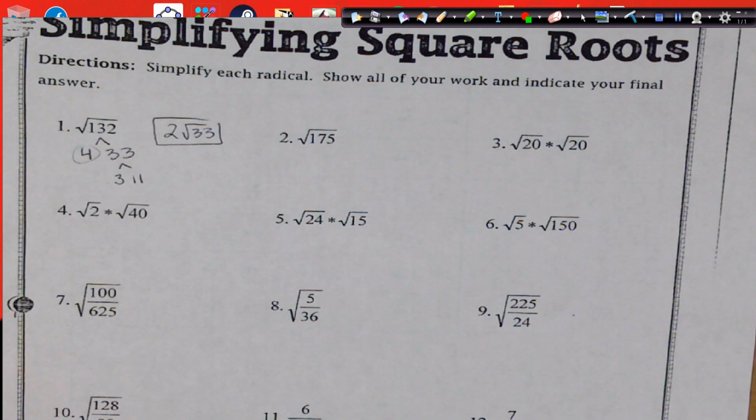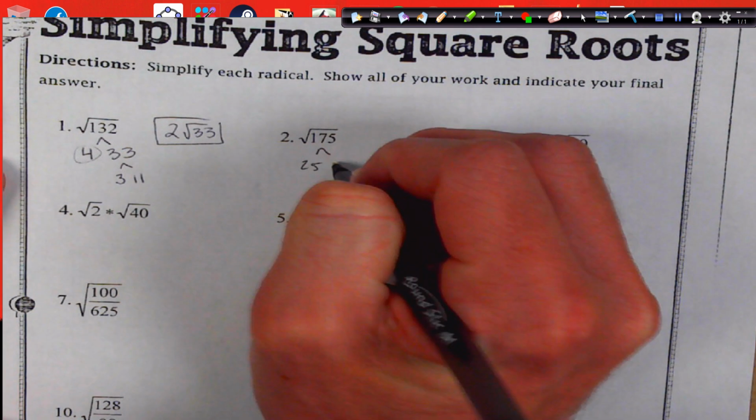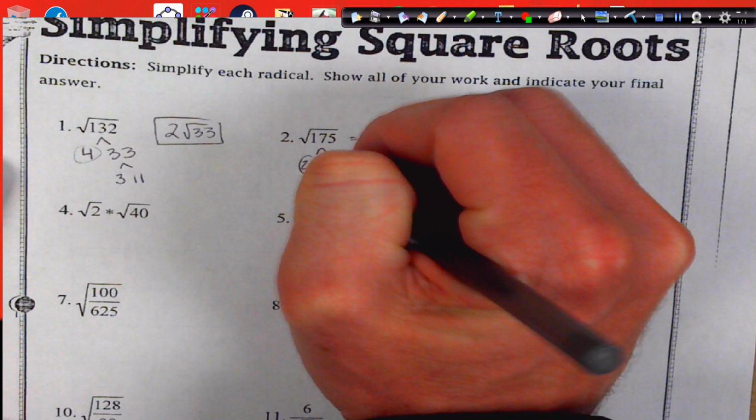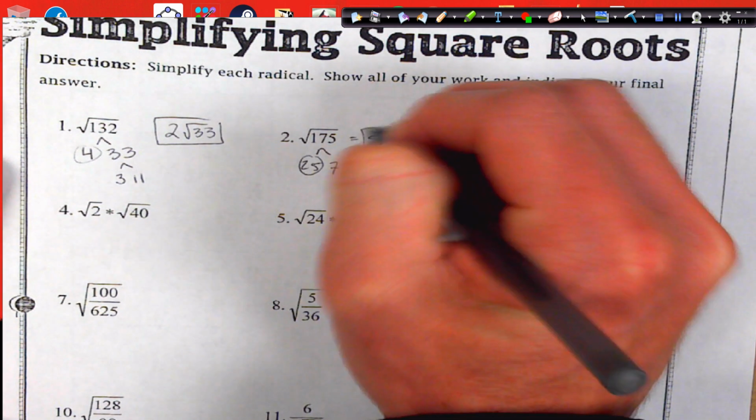175, I'm pretty confident that we're going to get 25 to go in there, so I'll get 25 and 7. 7 doesn't go anywhere, but 25 is a perfect square, so we're going to be able to take the 5 out, and I'll be left over with the 7.